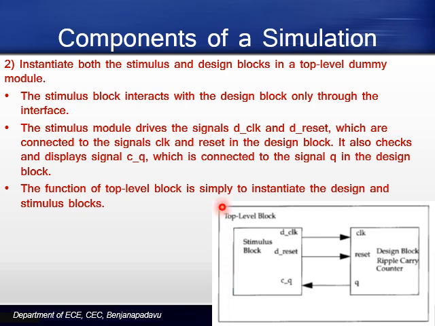Here you can see that the outer box is a top level dummy module inside which both the stimulus block and the design block are instantiated. The design block has terminals clock, reset and Q. So here the stimulus block will also have corresponding signals: D_clock for clock, D_reset for reset, C_Q for Q. The stimulus block is responsible for applying stimulus on the input signals, and it displays the output that comes to C_Q, which is connected to the output of the design block, that is Q.